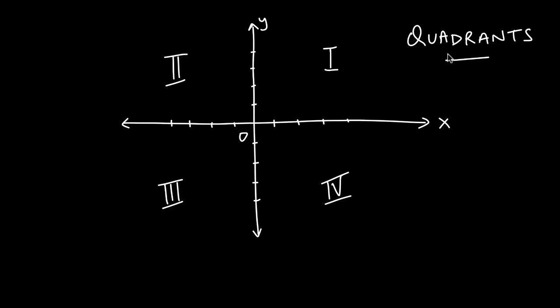A couple other terms, perhaps less frequently used, but we should know what they are. A quadrant is essentially 1/4 of the XY coordinate plane. So this is known as quadrant 1. Anything with a positive x value and a positive y value will live in quadrant 1. Anything with a negative x value but a positive y value will live in quadrant 2. Similarly, if you have a negative x value and a negative y value, it'll sit in quadrant 3. But if you have a positive x value and a negative y value, it's going to live in quadrant 4.